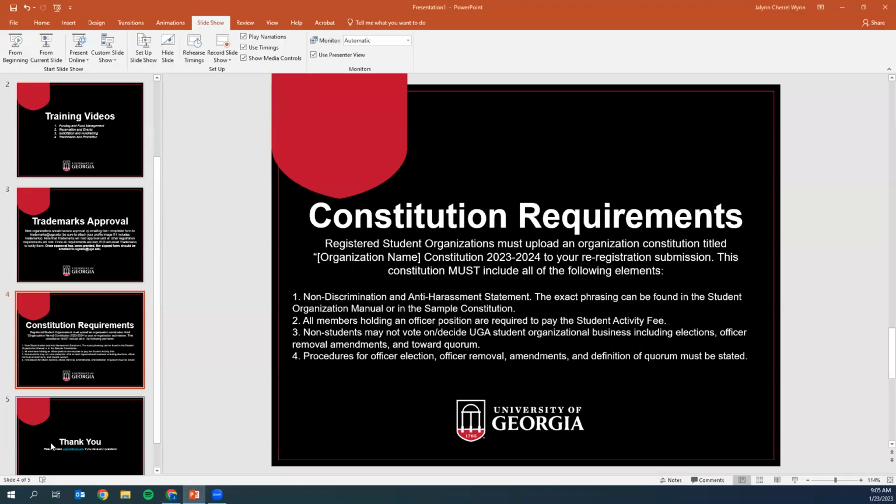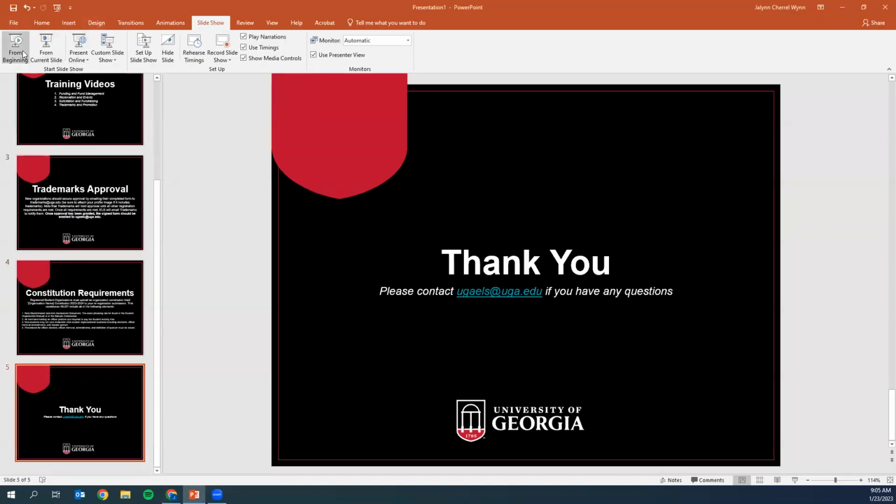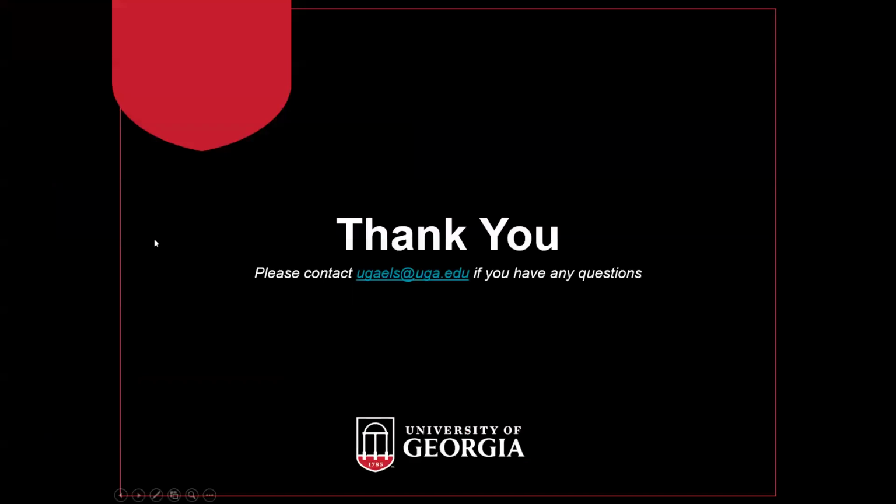And then you will give the Office of Engagement Leadership and Service about 7 to 10 business days to review your organization registration. And then once we figure that out, if it's approved or not, you'll receive a notification from the Involvement Network on if there's changes required or if it's approved. But yes, that concludes our registration module.